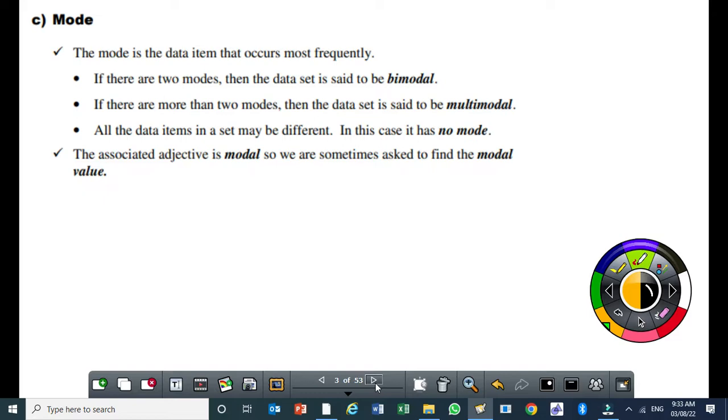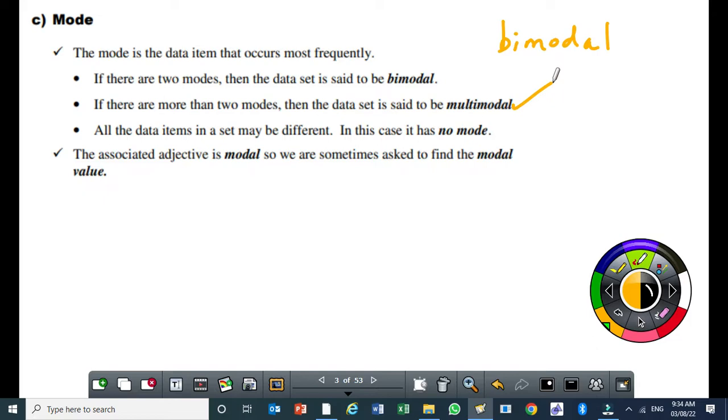In that case, we have what's called a bimodal case, which means we have two modes. You can also have more than two, and that's the case where you've got what's called a multimodal case.